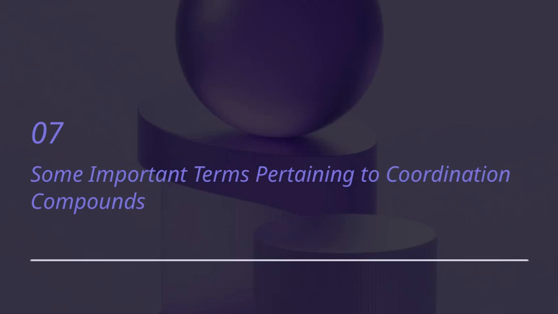Now, let's take a look at some important terms related to coordination compounds that will help us better understand their chemistry. When we talk about these compounds, certain key concepts come into play. First, the term ligand refers to the molecules or ions that attach to the central metal atom or ion. These ligands are crucial because they determine the properties and stability of the complex. Next, we have the coordination number, which indicates how many ligands are attached to the metal center. This number helps us understand the geometry of the complex, whether it's tetrahedral, octahedral, or another shape.